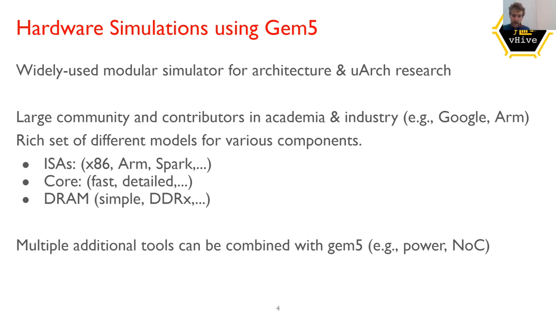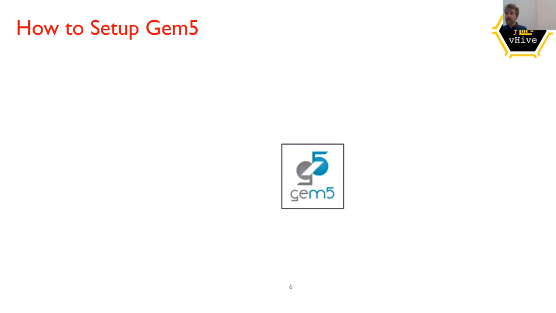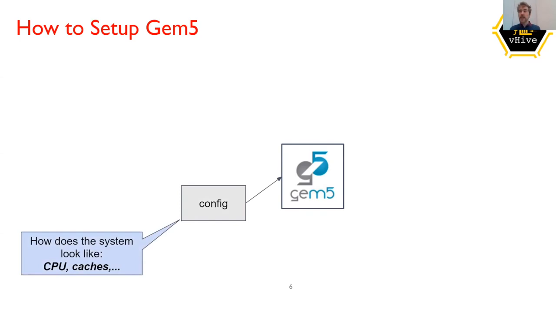Okay, so how do we set up Gem5 to run serverless applications? First of all, we have the Gem5 simulator itself. It's a code base, you can freely download it. And then, as I said, Gem5 is just a collection of models. What you need is to tell Gem5 how to combine these models and which models to use. For this, you need a configuration file. In this file, you define which caches you want to use, which CPU, and basically how your system should look like.